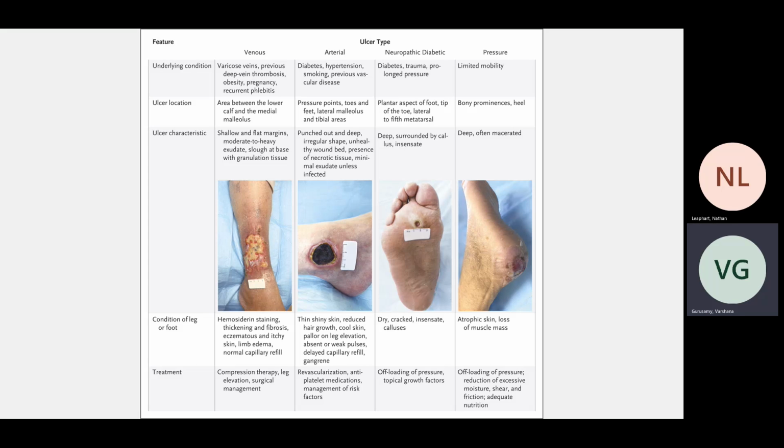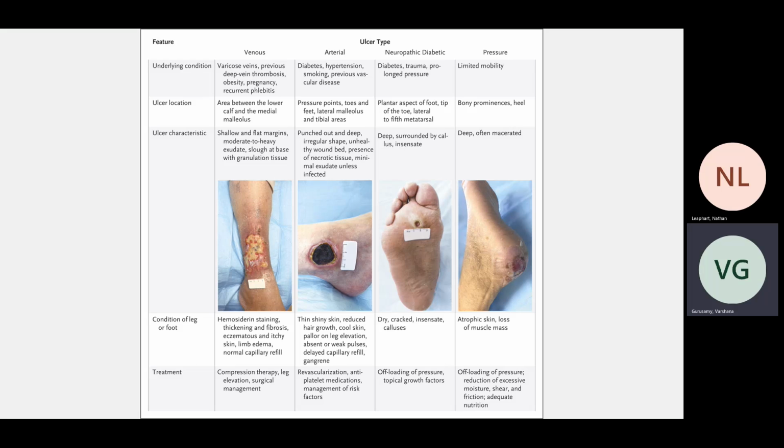So arterial ulcers are these punched out, I'm sorry, not shallow, deep lesions. So you get the feeling this is a little bit more shallow than this, and they can have this gangrenous necrotic tissue appearance. And the skin on the leg or wherever it is will be shiny and hairless, and that's because of reduced blood flow over time.